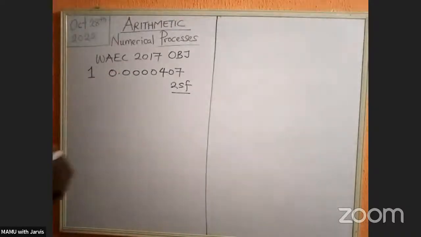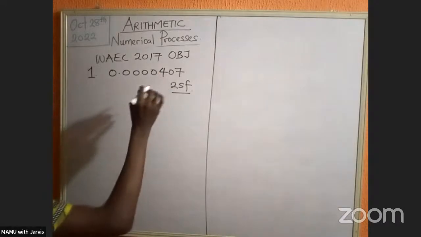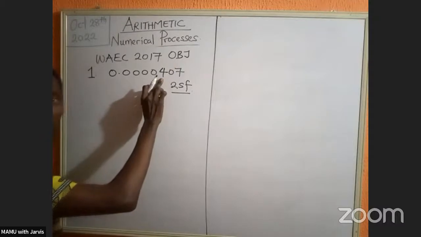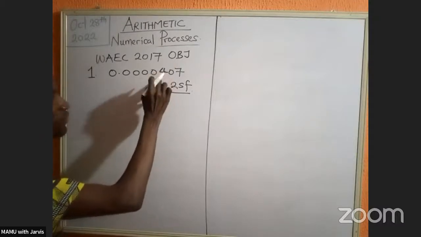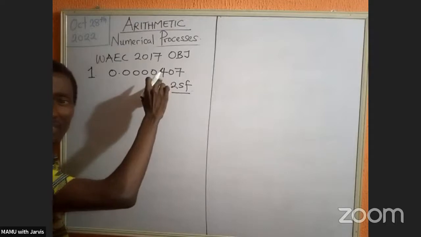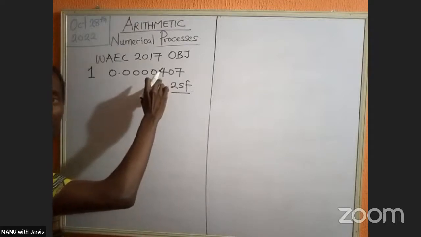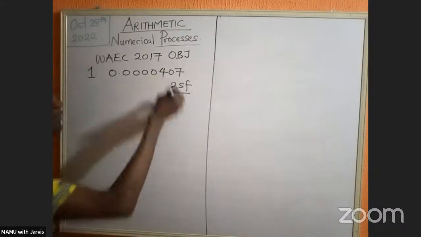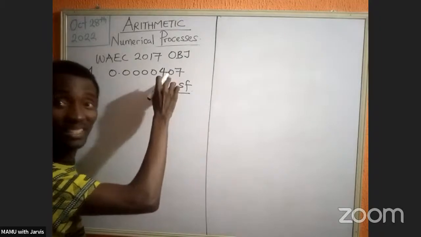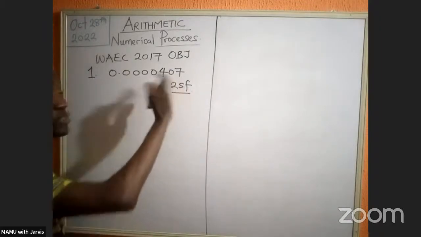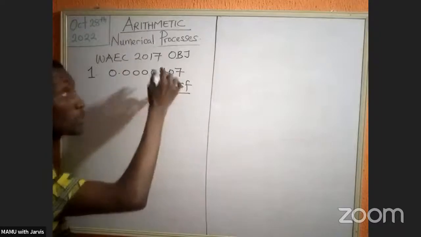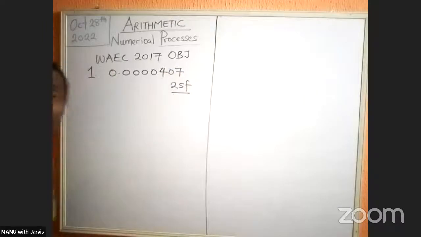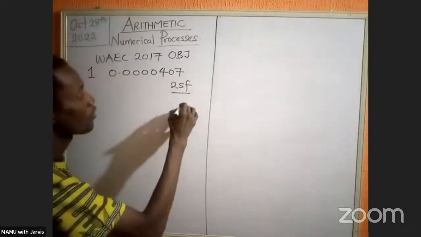So the technique is this. For a pure decimal, the first non-zero digit is what we're going to consider. After that, any digit that follows it is okay. So once this is significant, automatically this one becomes significant. That's how it happens. So this will now be what?